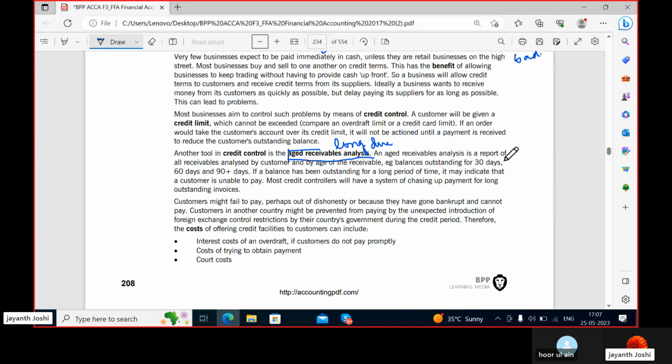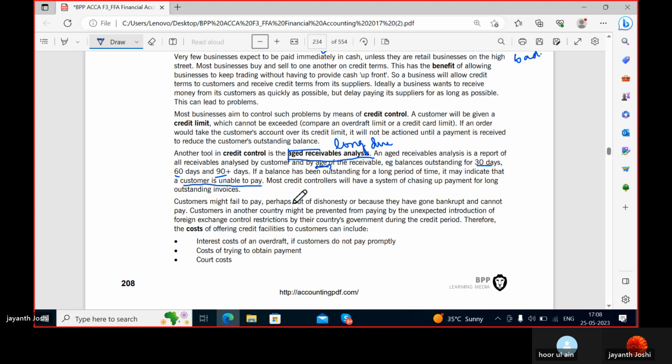Here one example is given. Aged receivable analysis is a report of all receivables analyzed by customers by age of the receivable. What do you mean by age? That means up to how much time, when this has become due, like balances outstanding for 30 days, for 60 days, for 90 days, and so on. When the balance has been outstanding for a long period of time, we understand that the customer has no more intention to make the payment. That means the customer will be unable to pay, so ultimately that becomes irrecoverable or a bad debt.